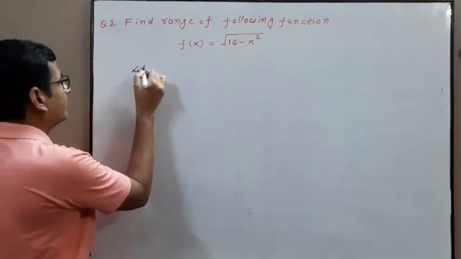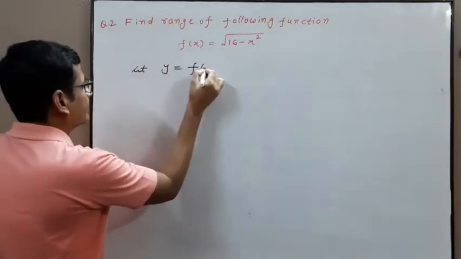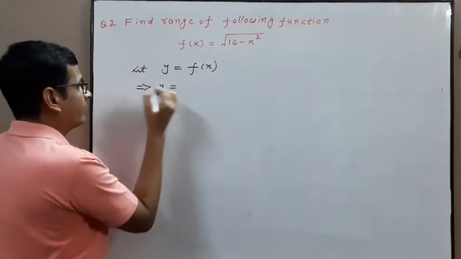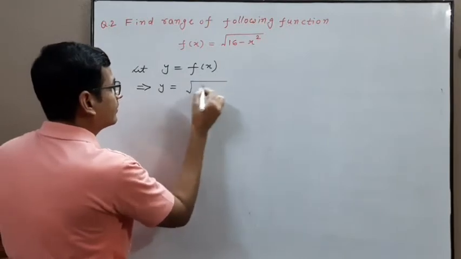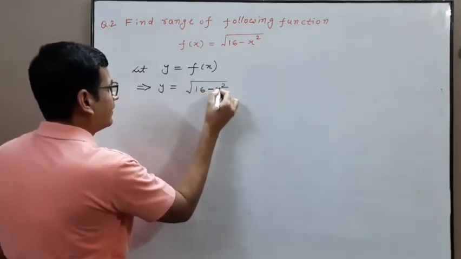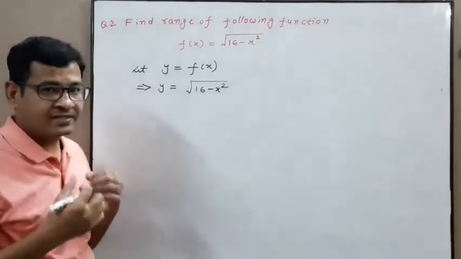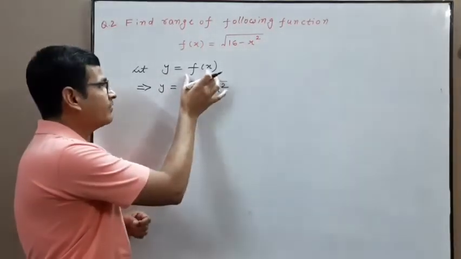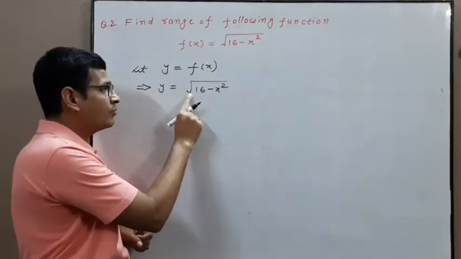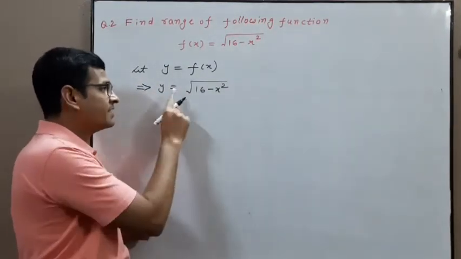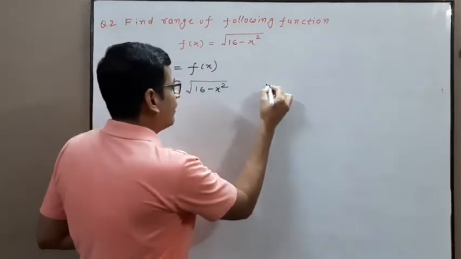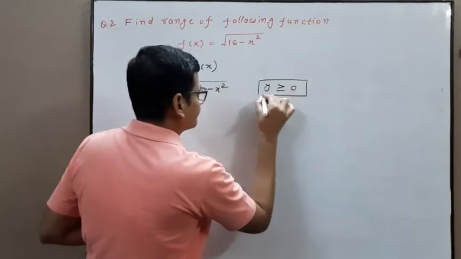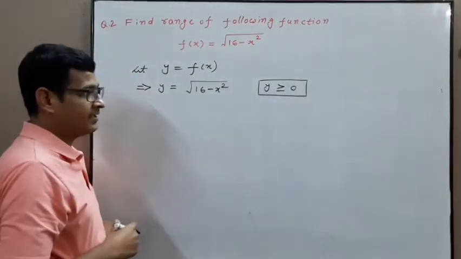Step 1, let y equal to f(x). Next step, y equal to root of 16 minus x square. What is range? All possible values of f(x), means all possible values of y. Here the sign of the root is positive, so you always get only positive values. It means y is greater than or equal to 0.